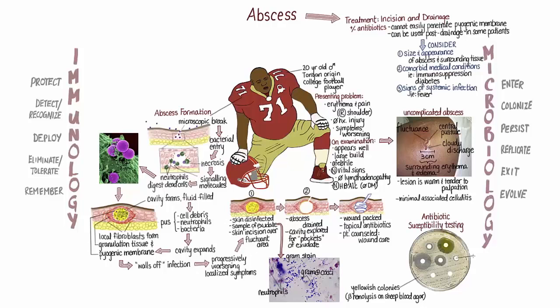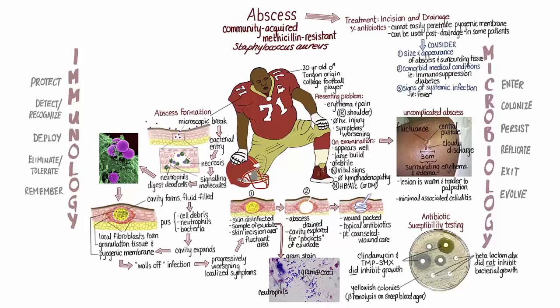Antibiotic susceptibility testing revealed that bacterial colonies grew normally in the presence of several beta-lactam antibiotics in the culture dish, but the bacterial growth was inhibited by two other antibiotics, clindamycin and trimethoprim sulfamethoxazole. Together, these lab tests confirmed a diagnosis of community-acquired methicillin-resistant Staph aureus.